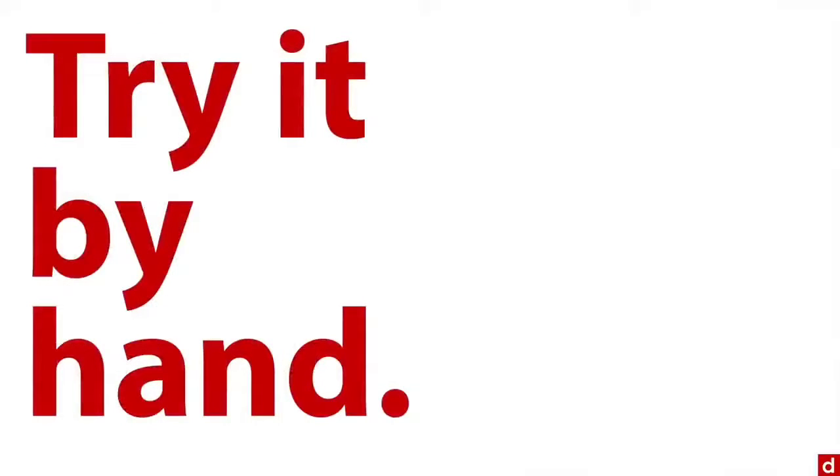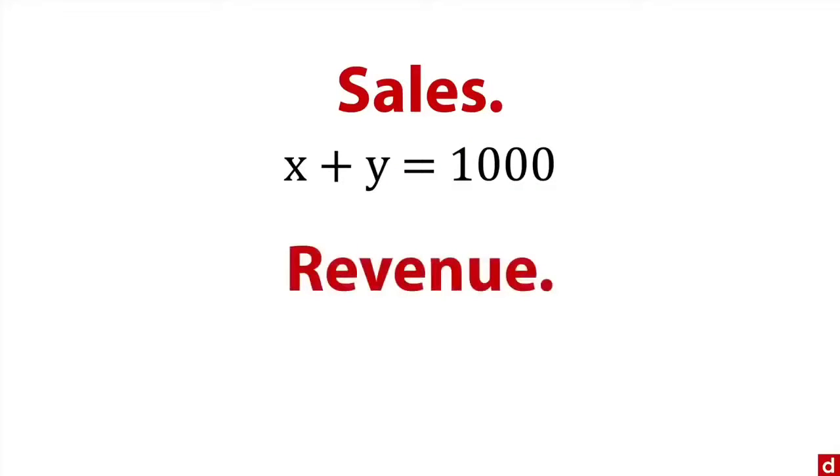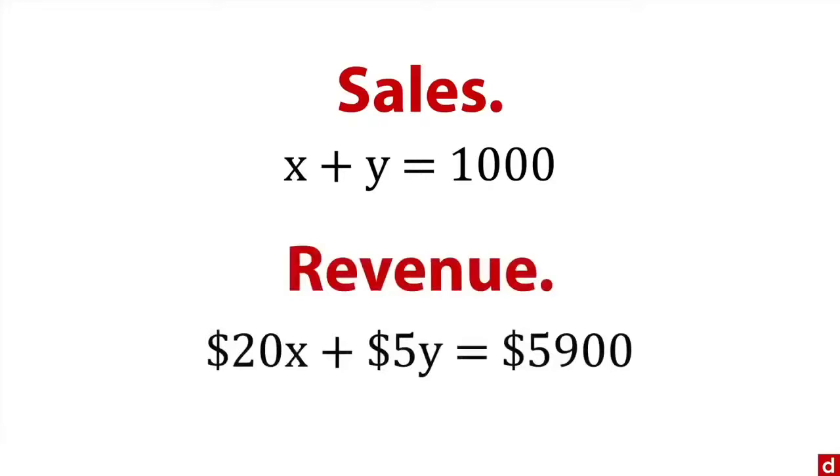And to show you, I'm going to do it by hand. Now, we're going to start with this. We know that sales, the two price points, x and y, add up to 1,000 total cases sold. And for revenue, we know that if you multiply a certain number times $20 and another number times $5, it all adds up to $5,900. Between the two of those, we can figure out the rest.